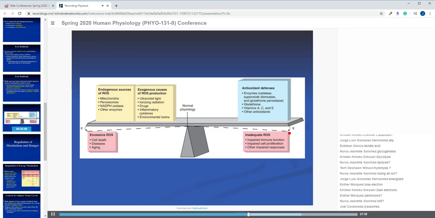So here, inadequate reactive oxygen species will impair the immune function, impair cell proliferation, and other responses. So you need some of this reactive oxygen species for various functions, such as the stimulation of the immune cells, etc.